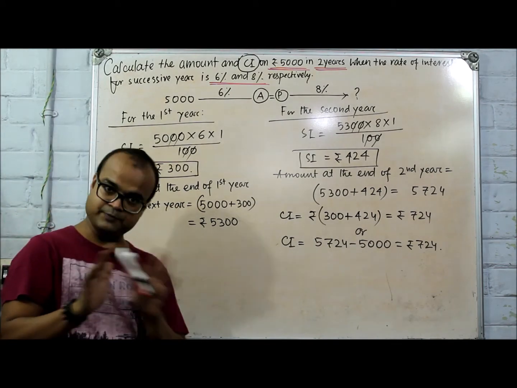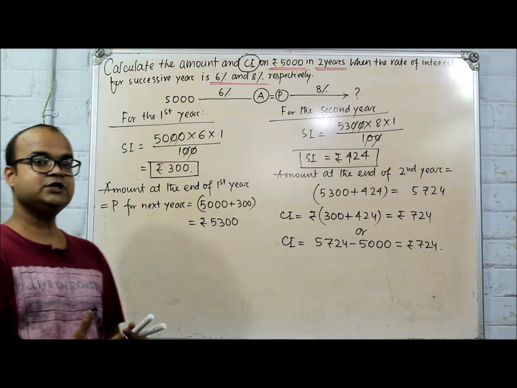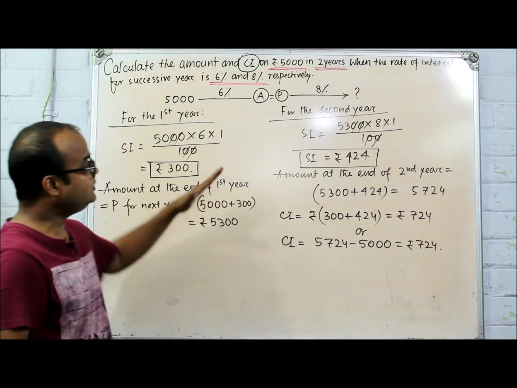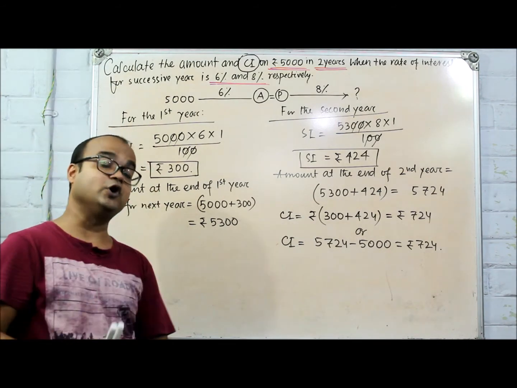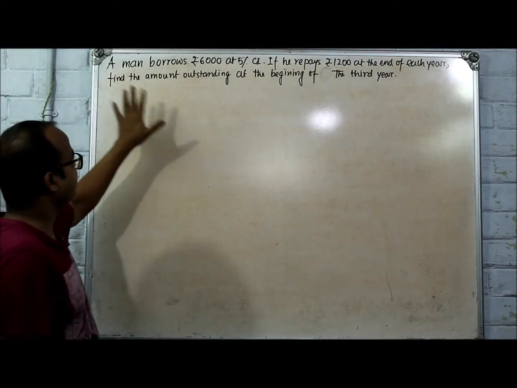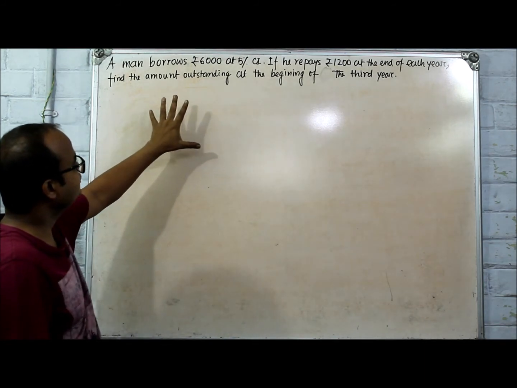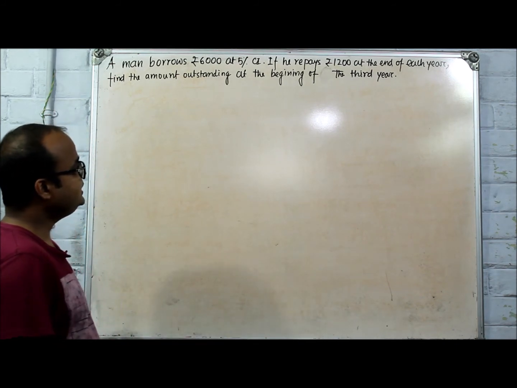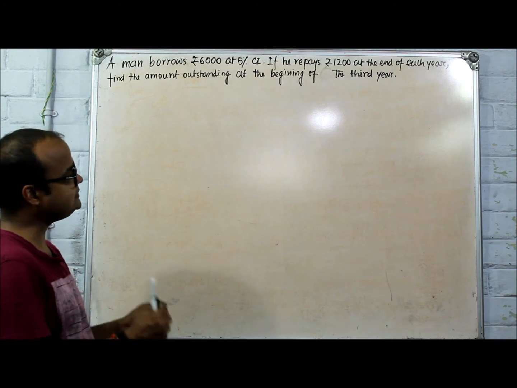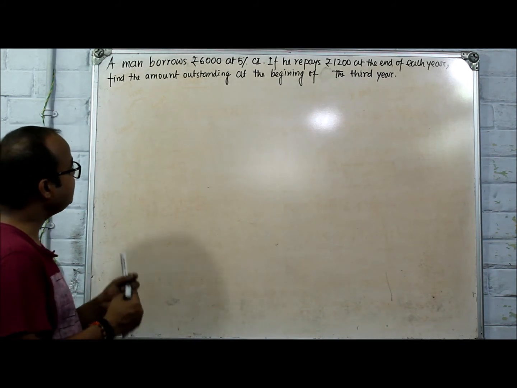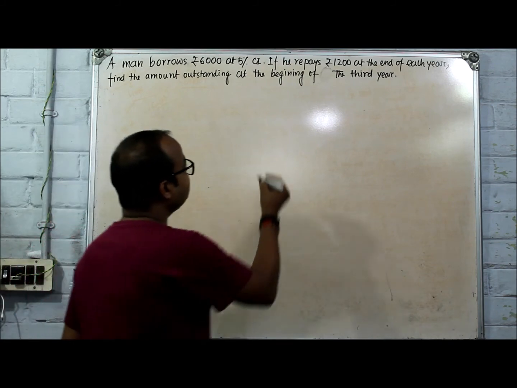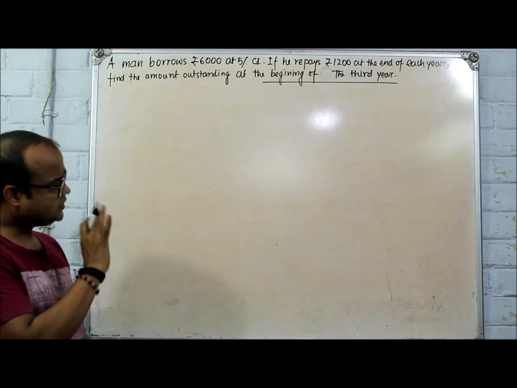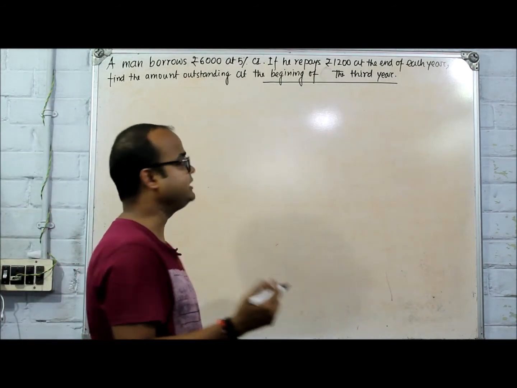So see, the process remains the same, just the information you need to analyze. Read the question carefully, and whatever the instruction is given, you follow the instruction. Let us discuss this problem. A man borrows rupees 6,000 at 5% compound interest. If he repays 1200 at the end of each year, find the amount outstanding at the beginning of second year. Let us first understand what is given here.